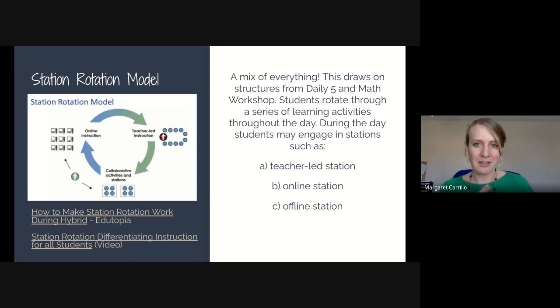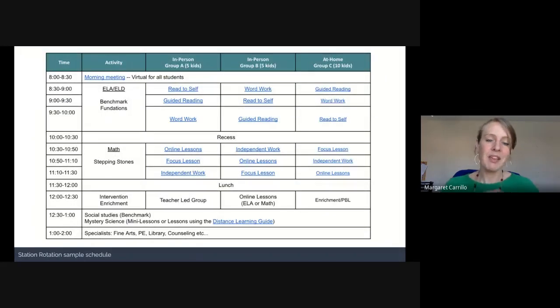So let's take a look at what this might look like in a schedule. In a schedule, you may have some of your kids at home and some of your kids in person. And during that block of time that you have designated for literacy, you can split your students into groups where one of these groups is a teacher-led station where you're getting to meet with each of your students, really keying into those reading components that you're looking for. And then you're able to give that real-time feedback to students as they're working through the content.